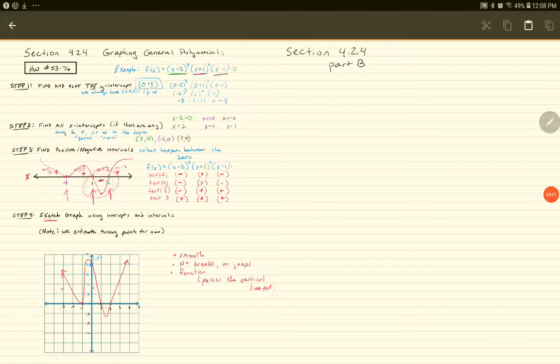Looking back at the last recording we did on 4.2.4 with graphing, we used this strategy where we plotted all the intercepts and then found the positive and negative intervals and then sketched it from the intercepts and the positive and negative intervals. I want to make a few other points.